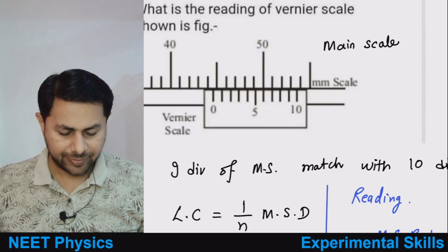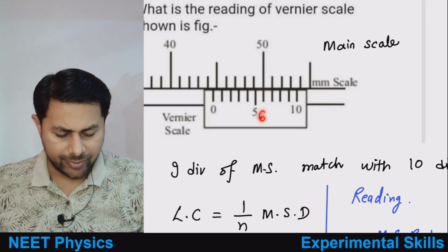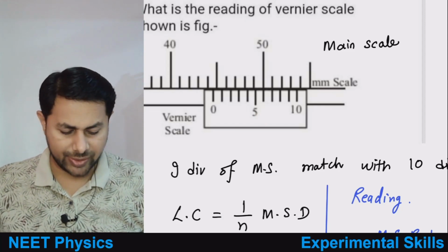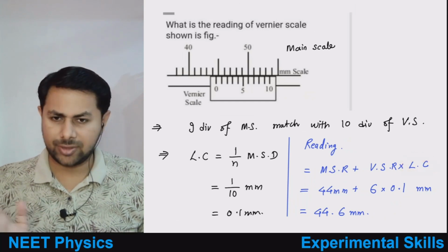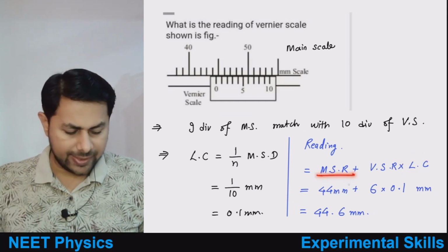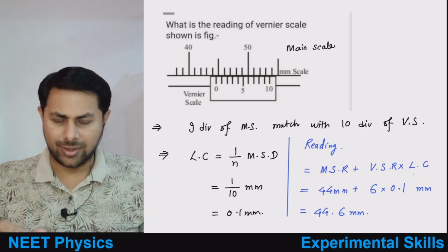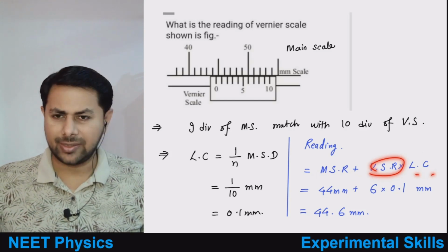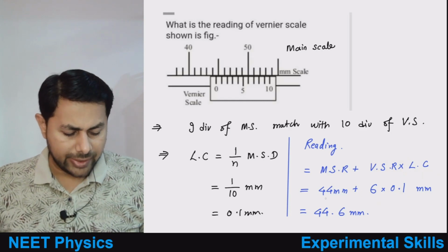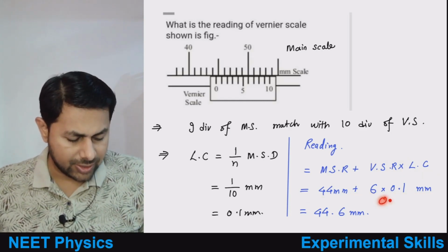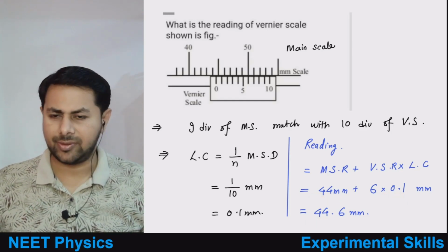It can match with any one. Okay, so the vernier scale reading would be 6 divisions. So 6 divisions multiplied by least count. What is least count? It's 0.1 mm. So main scale reading is 44 mm. Vernier scale reading is the vernier scale divisions multiplied by the least count. Okay, so that is 6 multiplied by 0.1 mm. So what's the total reading? This is 0.6, 44 plus 0.6 means 44.6 mm.